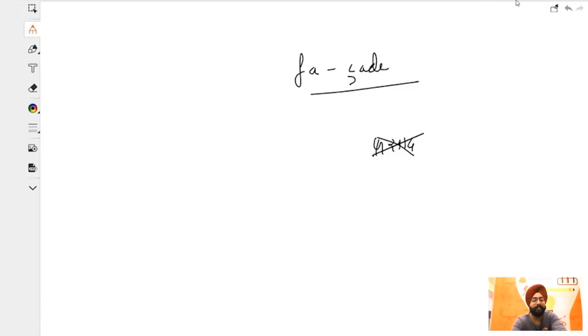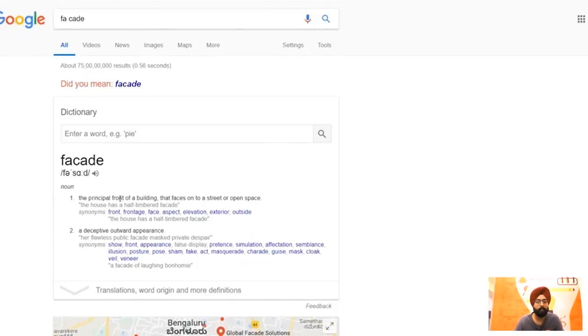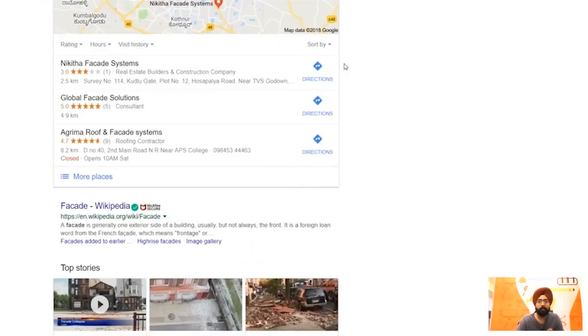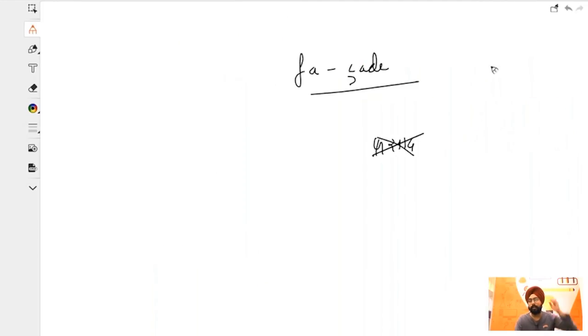Okay, so it is basically the front face. Okay, the principal front of a building, the face. Okay, facade. I don't know if you can hear that, but okay. Technically in French, there's this. You must have seen this c, right? So it is c, not k. Anyway, enough randomness.